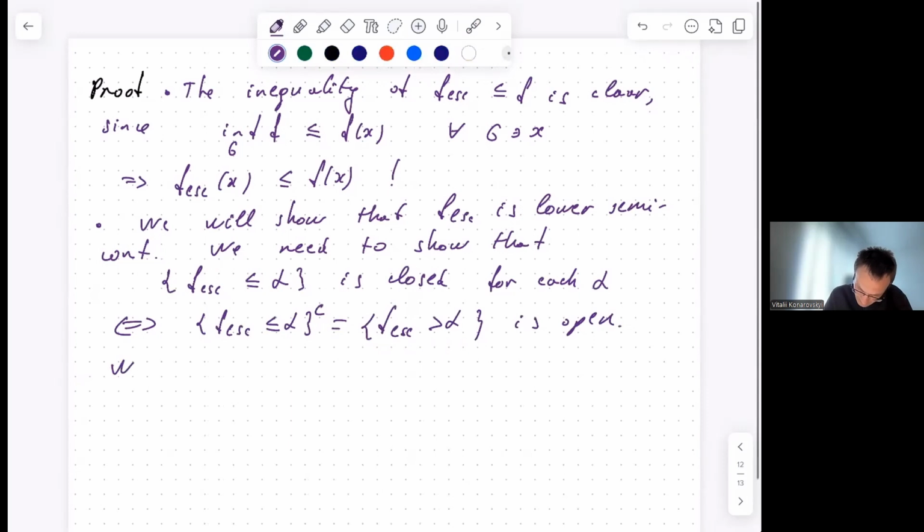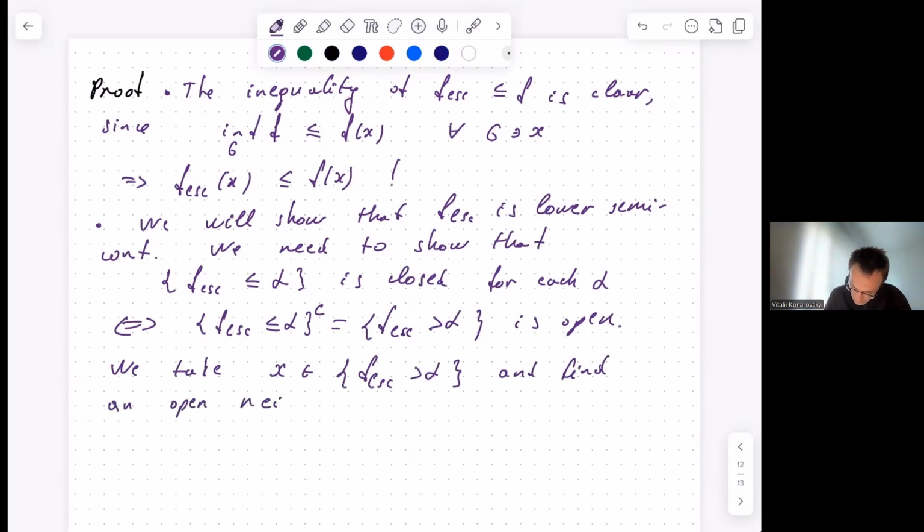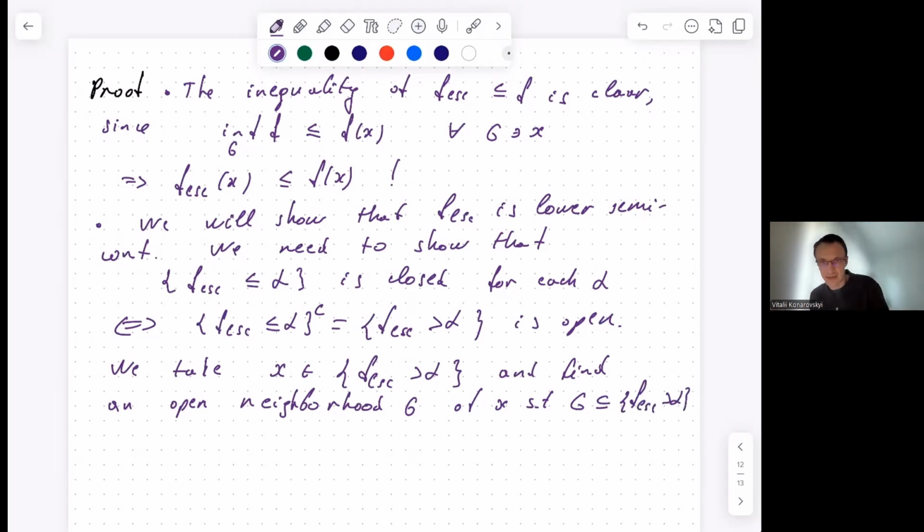So we take x from that set and find an open neighborhood of x, let's denote it by G, such that this G also is a subset of {f lower semi-continuous larger than alpha}. That is exactly what it means that the set is open.